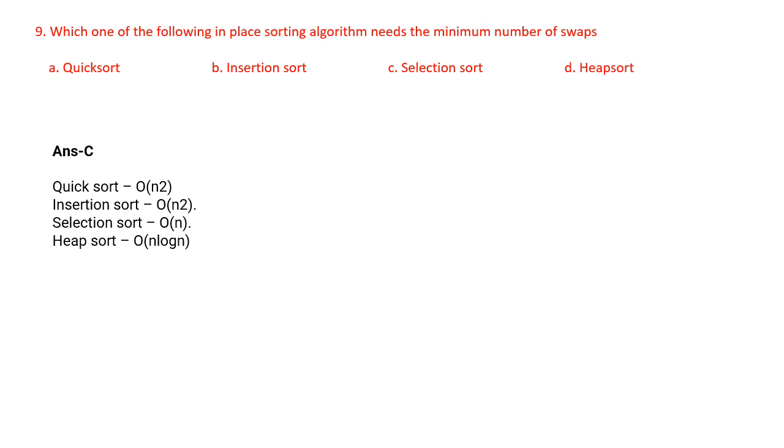So it will take the order of n square. Now selection sort. Selection sort will have order of n swaps in every case. First it finds the minimum element, then it swaps it at the end.